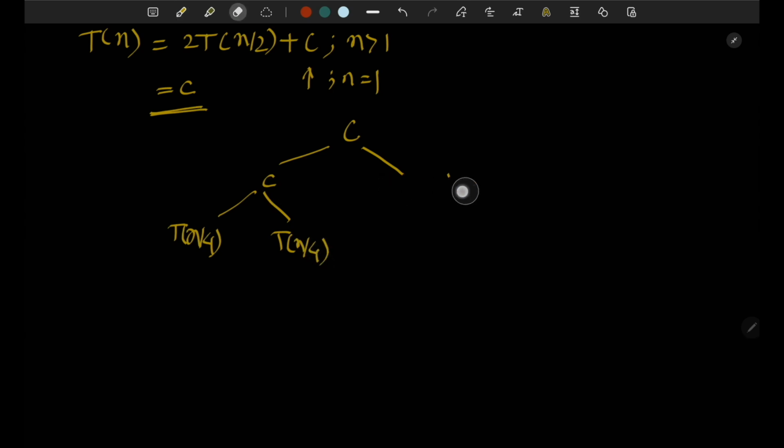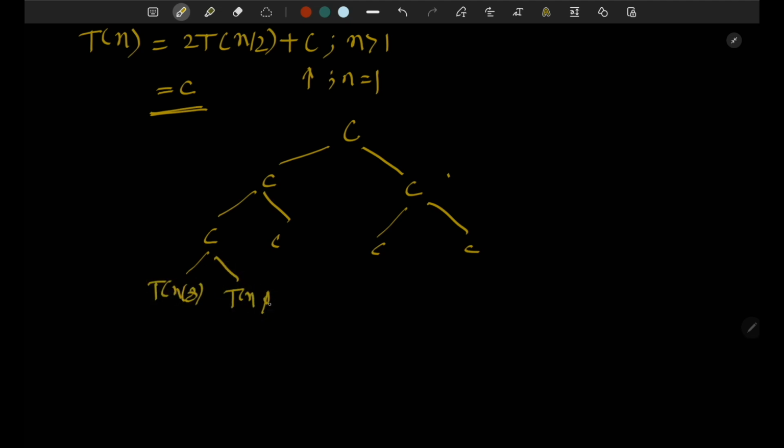We will do the same thing for this node as well, which is going to be a constant time of work, and t of n by 4, t of n by 4. And again we can do the same thing for all these nodes, a constant time of work, and then we could divide it as t of n by 8, t of n by 8, and it would be the same for all these nodes as well, that is t of n by 8. So you get the idea.